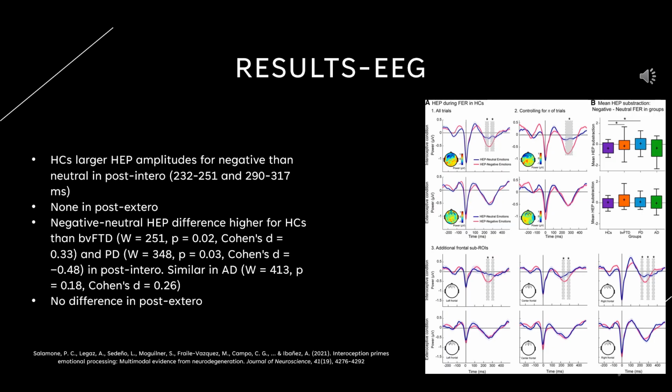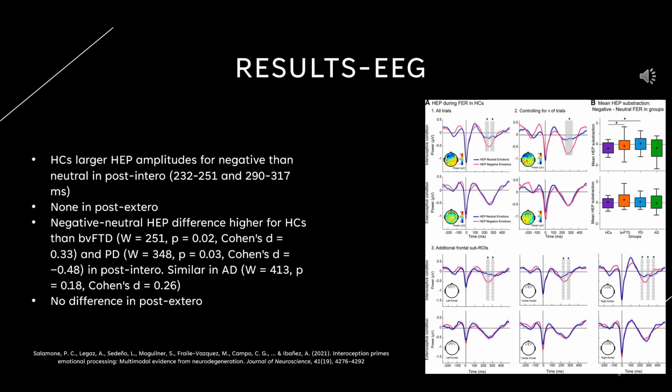Based on the time window detected in healthy controls, we compared mean HEP modulation for negative minus neutral phases across groups. In the post-interoceptive condition, the negative-neutral HEP difference was higher for healthy controls than bvFTD, that had a W value of 251, p of 0.02, and a Cohen's d value of 0.33.